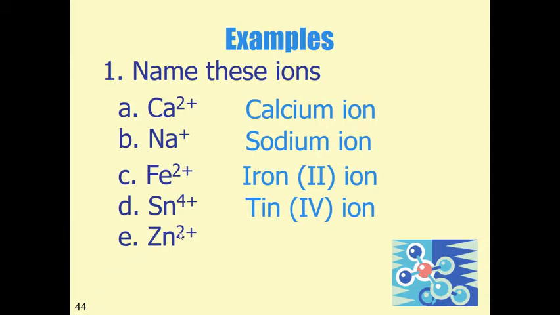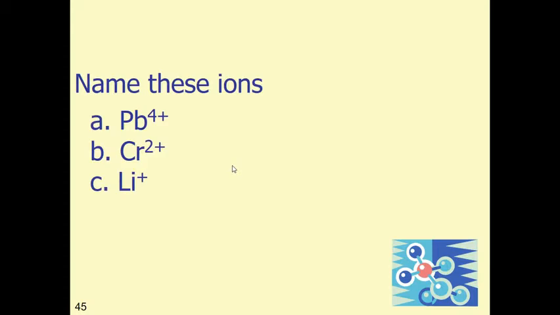Zinc. Zinc is a transition metal, but it's one of the ZAC elements, the ones that have a fixed charge. So we don't have to denote its charge in its name. So that is zinc ion by itself. Okay. Why don't you pause the video right now and see if you can name these 4 ions. And then I will discuss them in a minute.